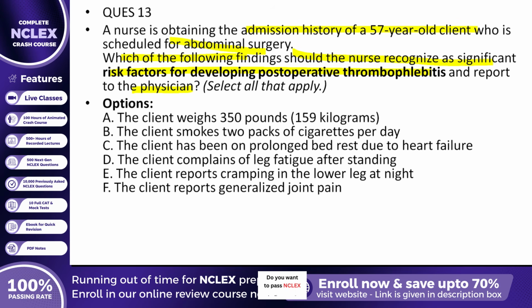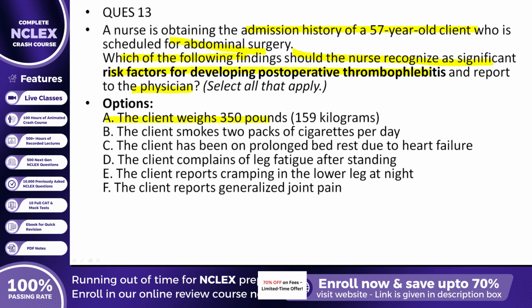The options include option A, the client weighs 350 pounds or 159 kilograms. Option B, the client smokes 2 packs of cigarettes per day. Option C, the client has been on prolonged bed rest due to heart failure. Option D, the client complains of leg fatigue after standing. Option E, the client reports cramping in the lower leg at night. And option F, the client reports generalized joint pain. The correct answers are options A, B, and C.